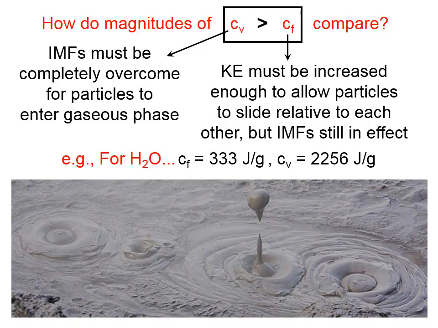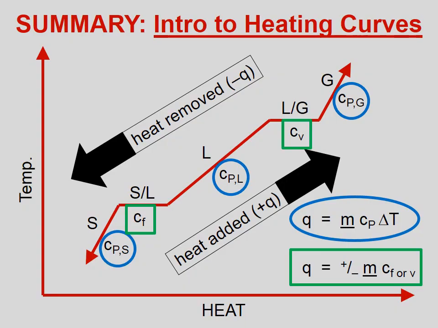Here's our summary to this lesson, Introduction to Heating Curves. We have a heating curve here. We're adding heat if we move to the right. We're taking heat away as we move to the left. If we're on a slanted portion of the curve, we need to use the delta T form of the equation, which I've circled in blue in the lower right, and we need to use one of the constants, namely the heat capacity that is specific to that state of matter.